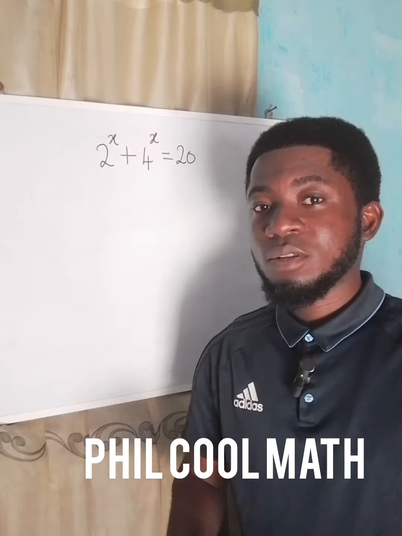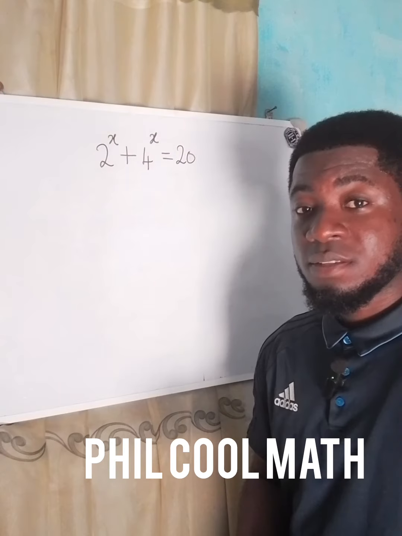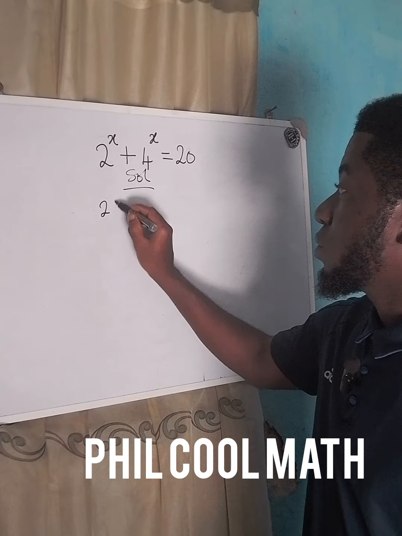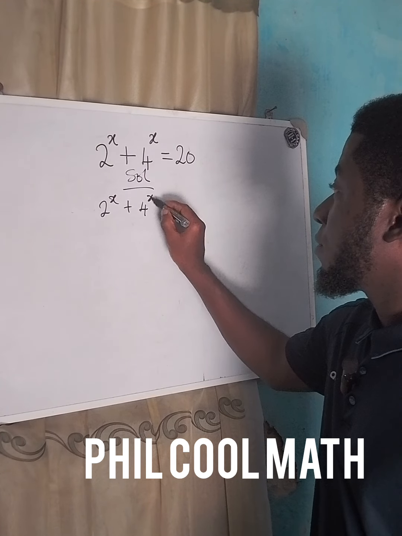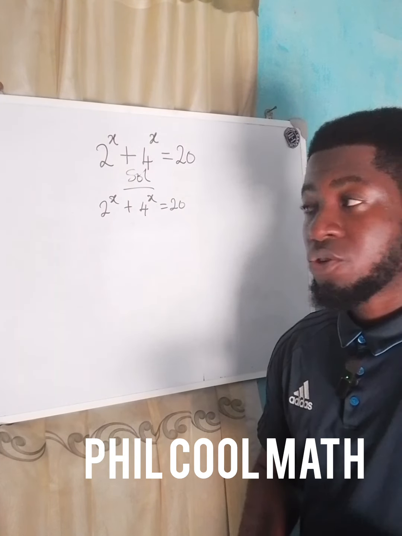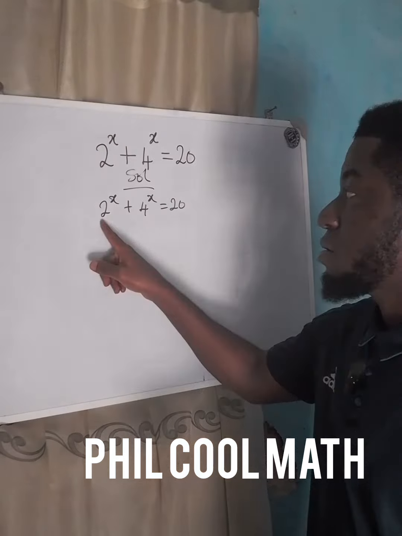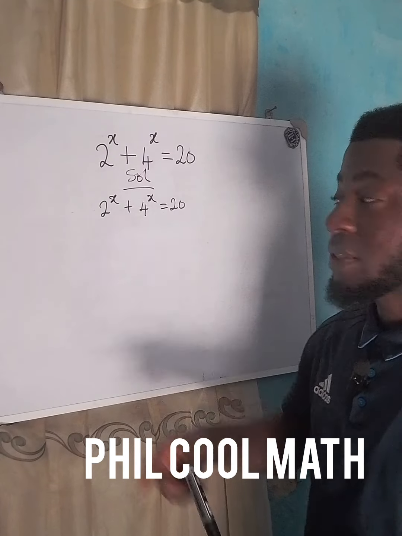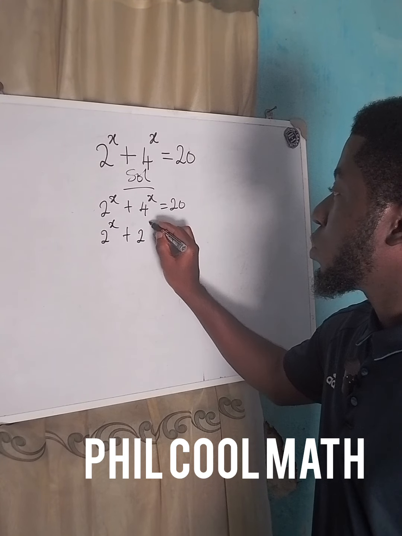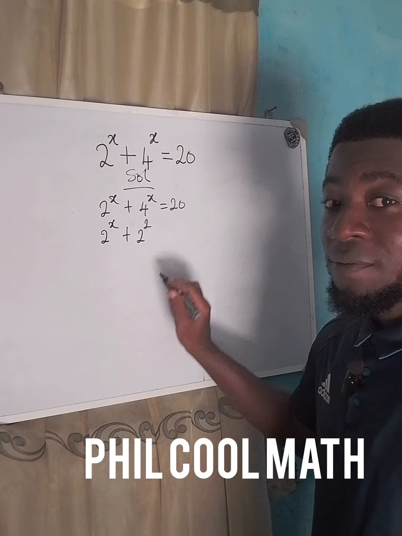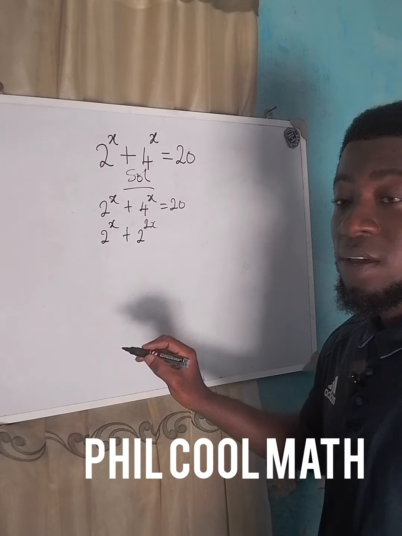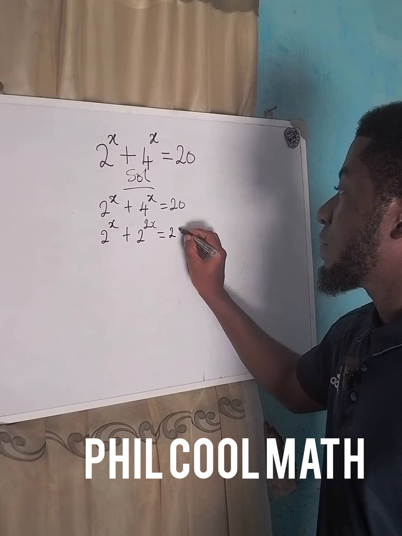Okay, so we have 2 to the power of x plus 4 to the power of x equals 20. Let's solve this. Now, what we are going to do is to ensure that we have similar terms here. This is 2 to the power of x, but we can express 4 as 2 to the power of 2. Now, I have not used the power of x here, so multiply the power, so we get 2x, right? Now, this is equal to 20.